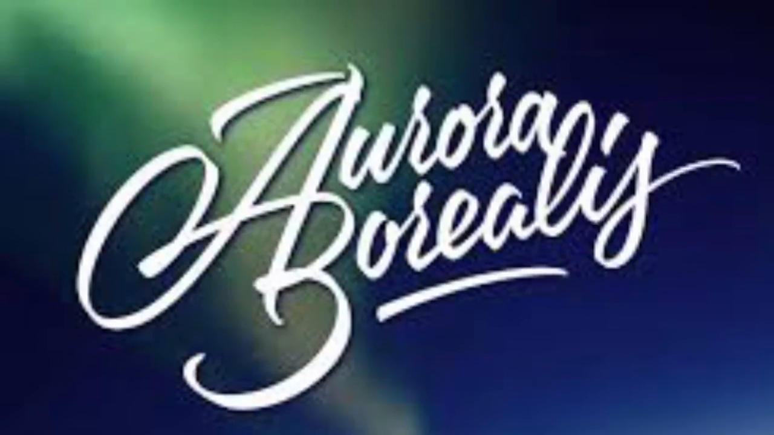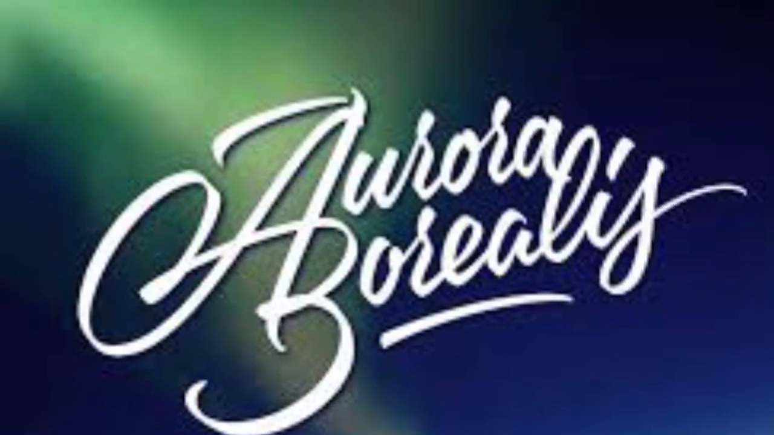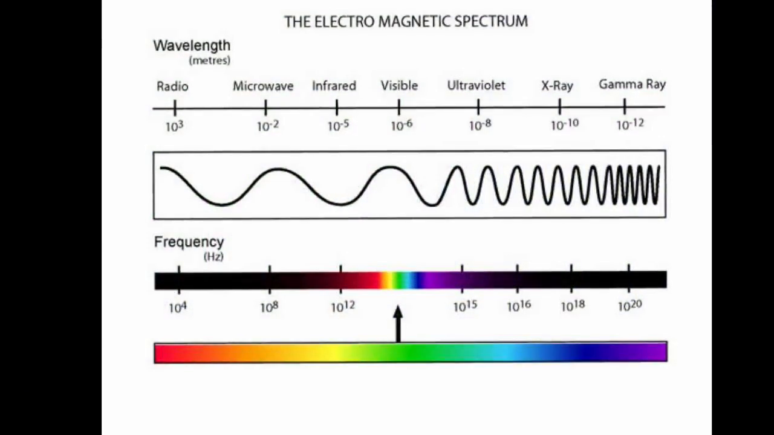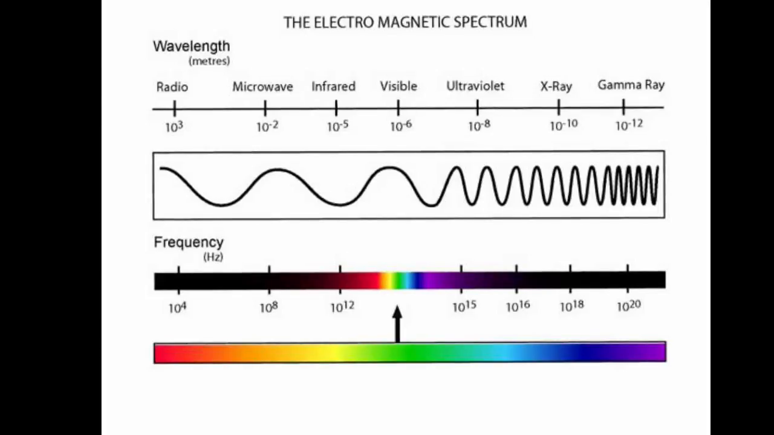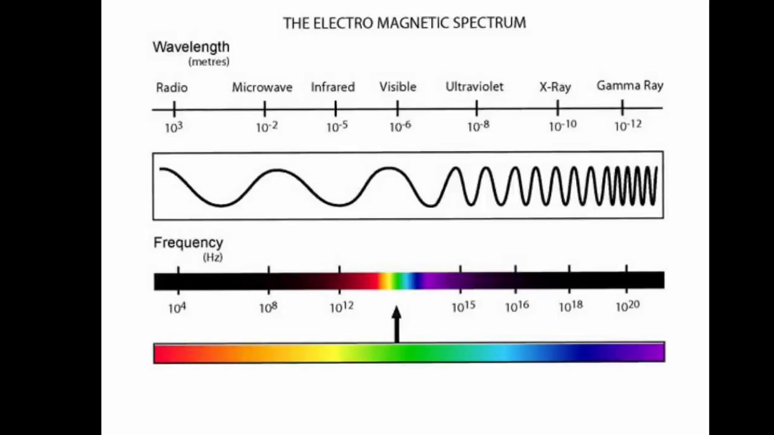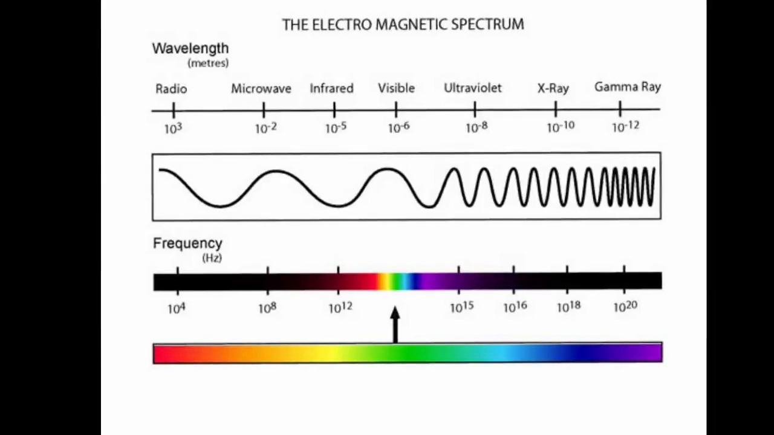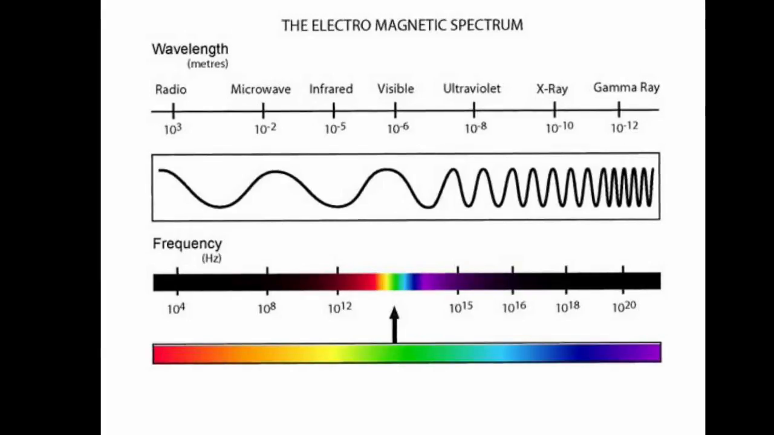This video will explain that the aurora borealis is visible light. The diagram below shows that visible is in between infrared and ultraviolet. It also shows the rainbow and how it starts with red and ends with violet. And it also shows that visible is not as harmful as ultraviolet, but is more harmful than infrared. This is what we can see.